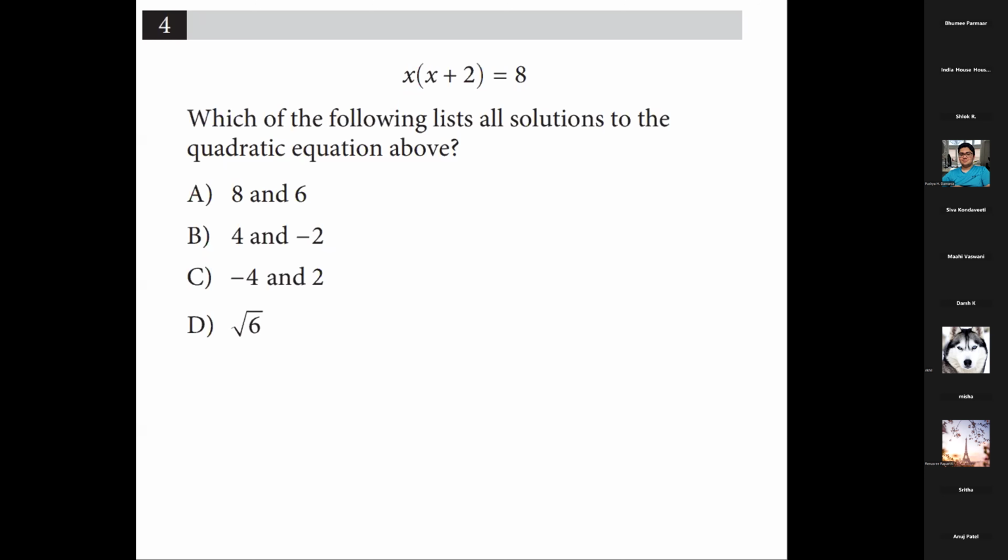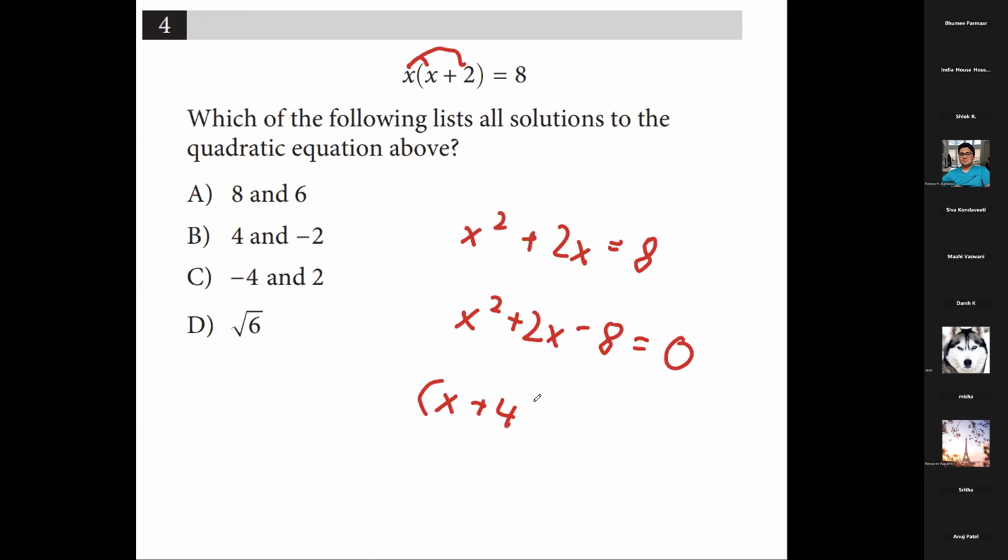Okay, so for question four, we just have to solve this quadratic. So first, let's just multiply out. x times x and x times 2. So that's x squared plus 2x equals 8. Let's bring 8 over to the left side. So that's x squared plus 2x minus 8 equals 0.